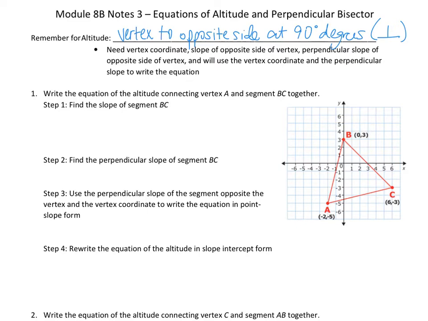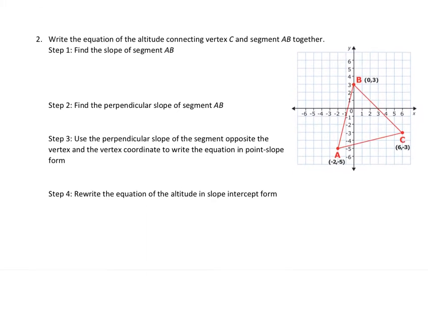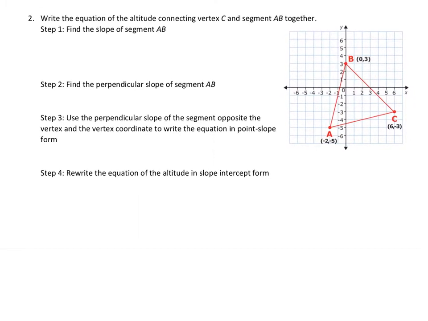We are actually going to start down here on number 2, but it still gives us our steps. So at number 2, we need to find the slope of segment AB, because we are going to write the altitude from vertex C to this opposite side. So we need to know the slope of side AB so we can know what the perpendicular slope is that will connect it to point C. So first we need to find the slope of AB.